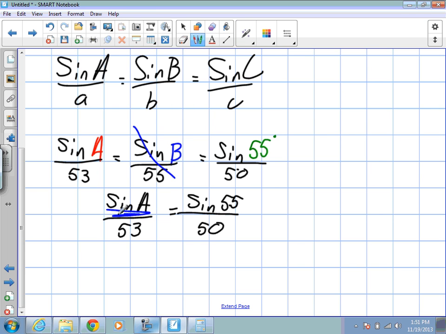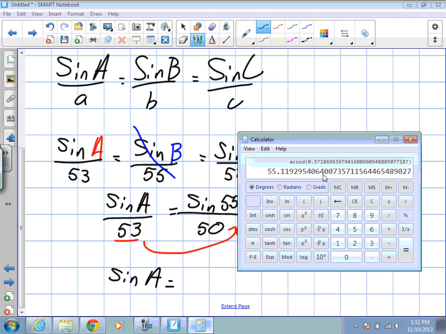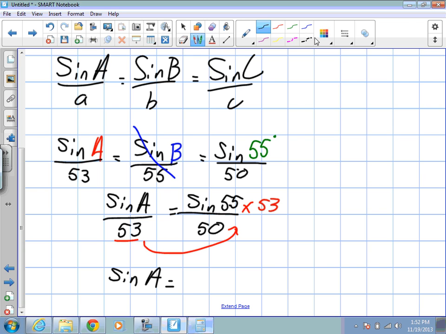So I need to move what to the other side? 53. Yeah, and when we move 53 to the other side, what operation will we use? That's right, it'll become multiplied by. Okay? So we're multiplying by it. So this will say sine A is equal to, and let's equate all of this. Sine 55 times 53 divided by 50. So sine 55, that's the first part, divided by 50. Okay? And then times 53. 0.868. So 0.868. Is that it? Are we done?